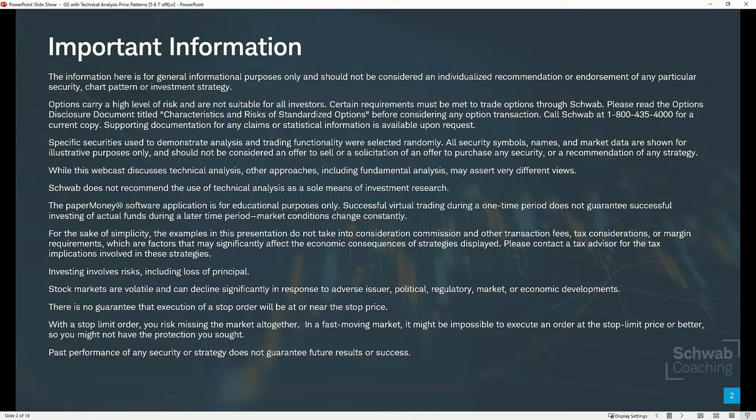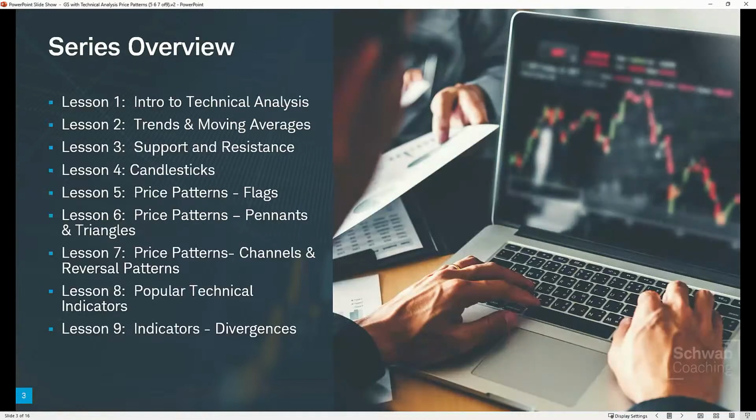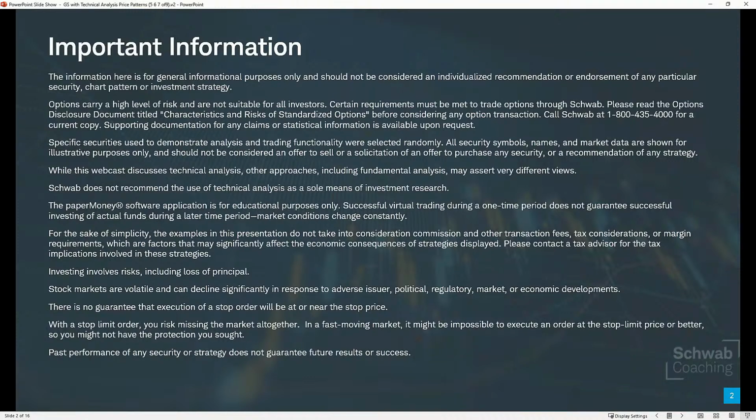Okay, so I've got a pile of triangle patterns for us to look at today. Know that everything we look at today is for example purposes only, none of it to be construed as a recommendation. We are going to look at all of these examples on the Thinkorswim Paper Money platform, on the Thinkorswim desktop. And if we look at an options strategy, and we may not do that today, know that options carry a high level of risk and are not suitable to all investors.